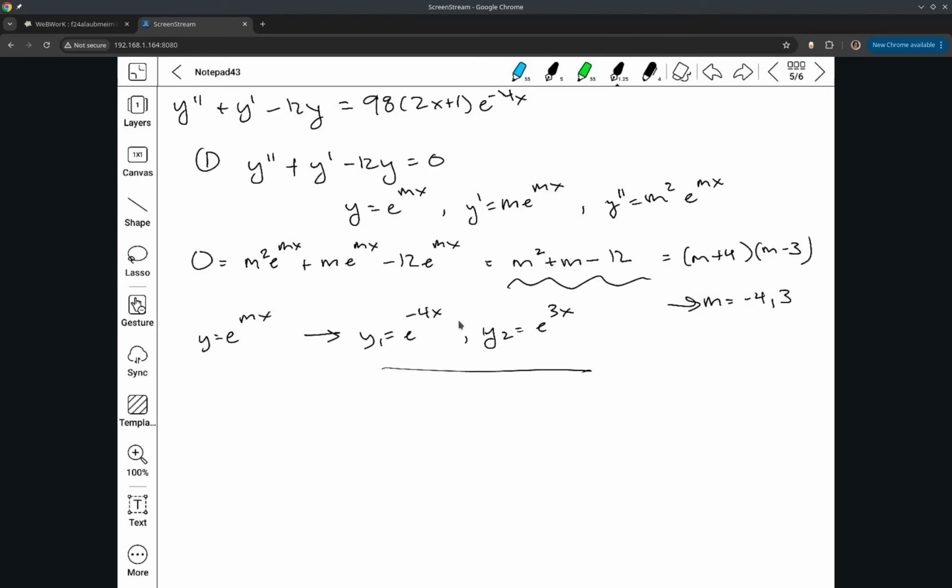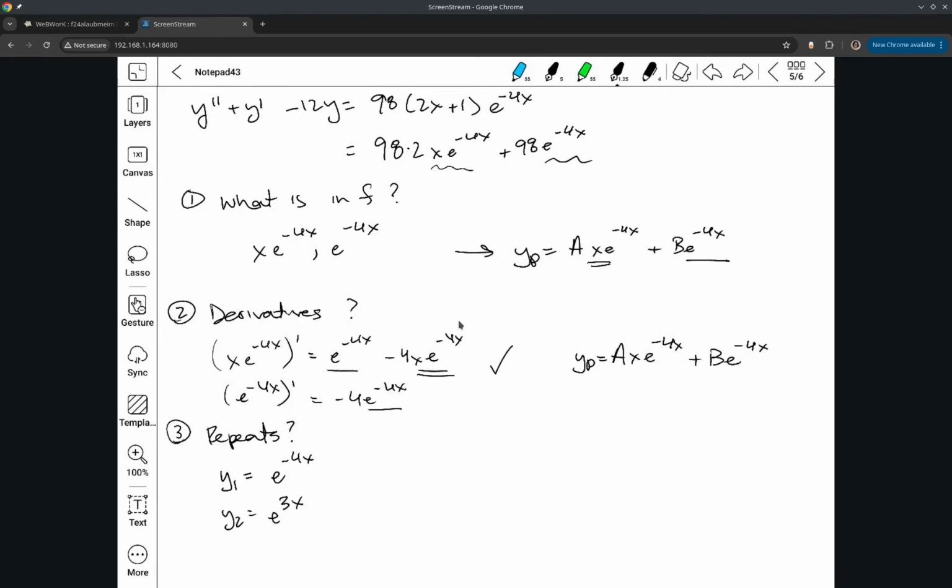That's what I got at the end of the previous page. And so here I can see that I'm going to have problems with e to minus 4x because it's part of my solution, so I have to get rid of it.